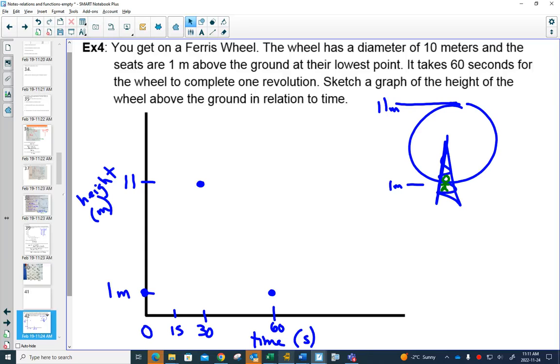Where would you be at 15 seconds? Right there. Where's that middle? 5. Close. This whole thing is 10, right? So half of it would be 5. If you started at 1 meter above the ground and went up 5, this in the middle would be at 6. Would you agree you'd be back at 6 at 45?